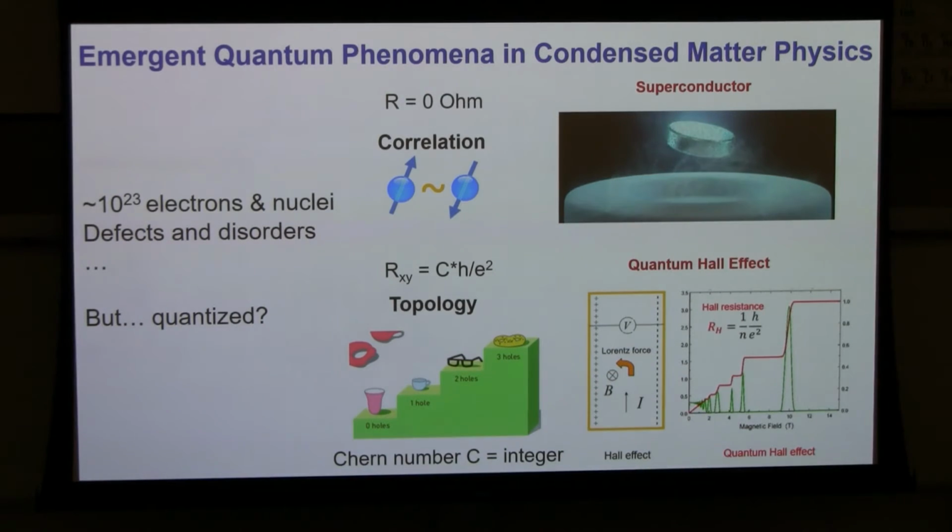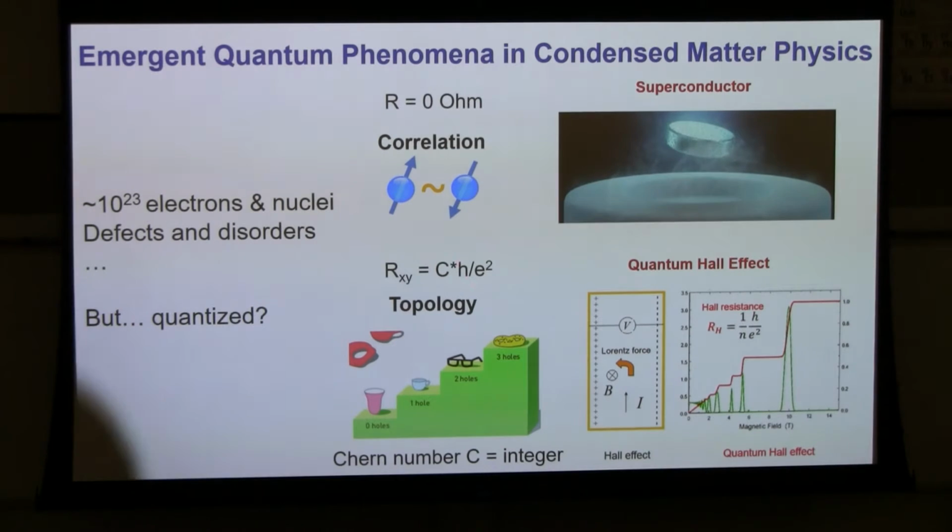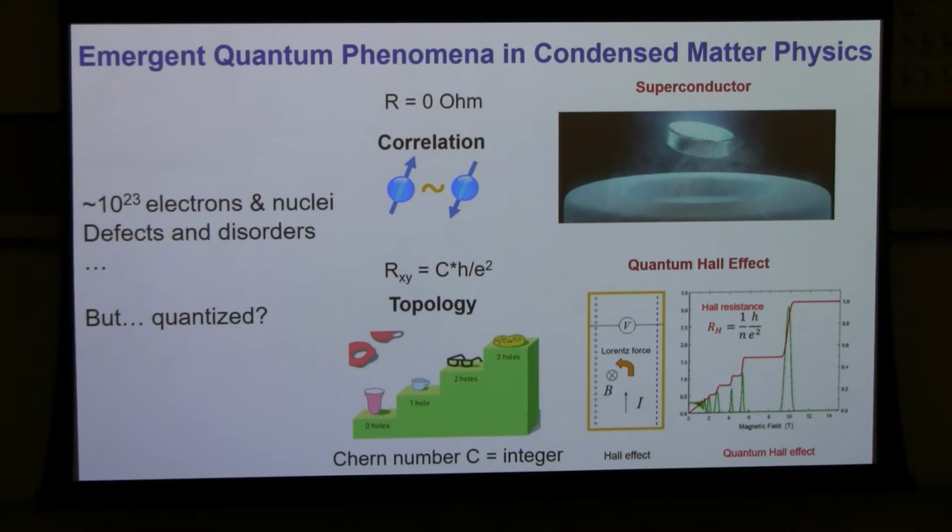One of them, I use superconductivity as an example, shows that when electrons are talking to each other, amazing things can happen. You can get Cooper pairs and become super robust against scattering. You get zero resistance. The other group of phenomena that I call topology is when you have some non-zero number multiplied by a fundamental physical constant, and you can experimentally measure it.